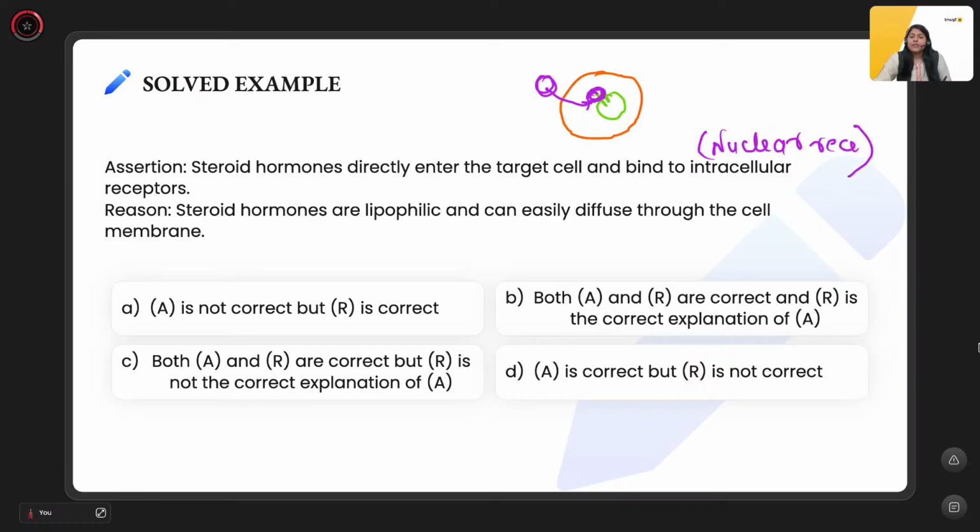Now, the reason: steroid hormones are lipophilic and can easily diffuse through the cell membrane. This is absolutely correct. As you know, your plasma membrane is lipophilic. Your plasma membrane is made up of lipids and proteins.